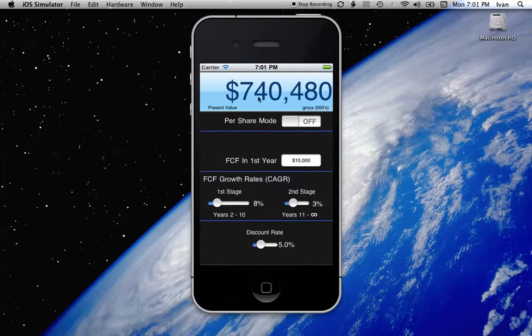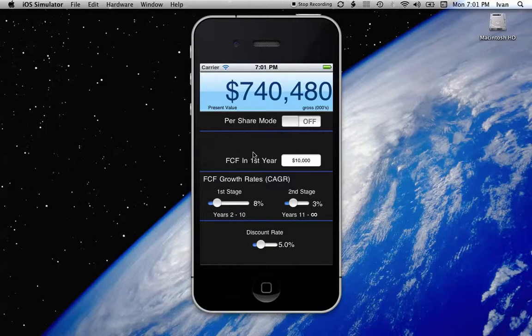So I get an immediate answer, which is $740,000. So the intrinsic value of my asset is $740,000. And just like that, that's how quick and easy it is to get an estimate of the value.